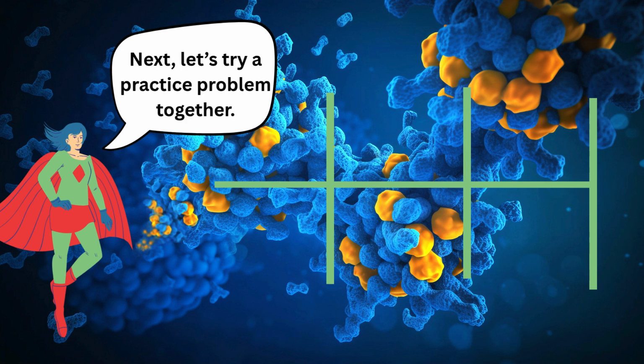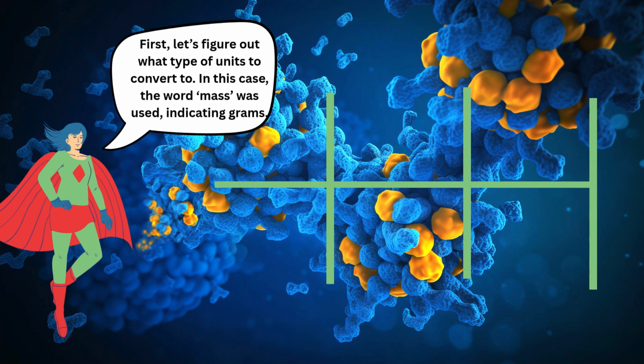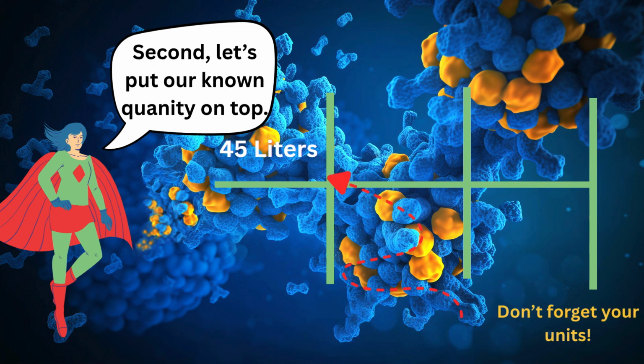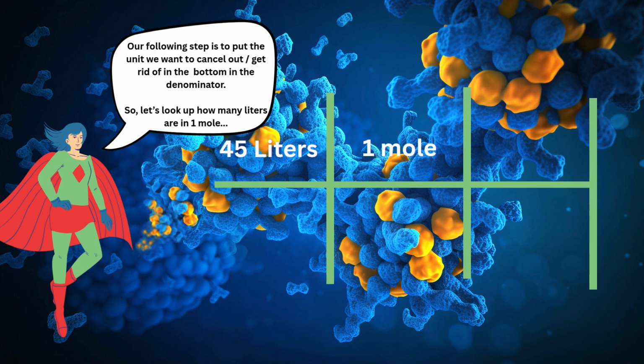What is the mass of 45 liters of oxygen gas? First, let's figure out what type of units to convert to. In this case, the word mass was used, indicating grams. Second, let's put our known quantity on top. Third, we know that we want to convert to moles, so let's put 1 mole to the right of our first quantity. Our following step is to put the unit we want to cancel out, or get rid of, in the bottom, in the denominator.